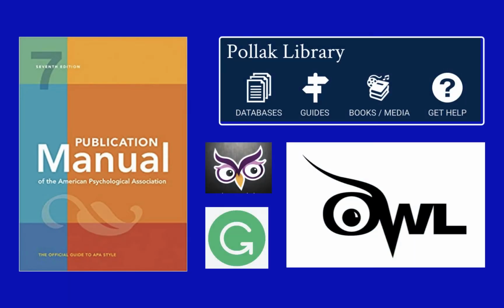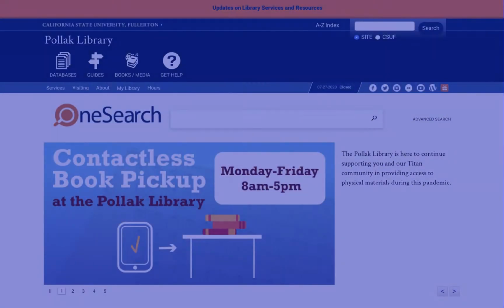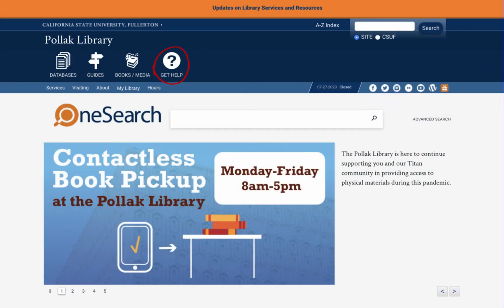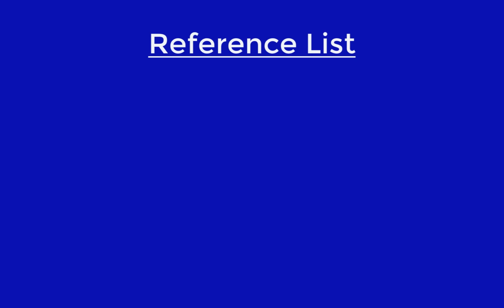If you're still confused, don't hesitate to reach out to a librarian. Now's as good a time as any to remind you that Cal State Fullerton's virtual reference is available 24/7 on our library homepage. Some other notes about the reference list.